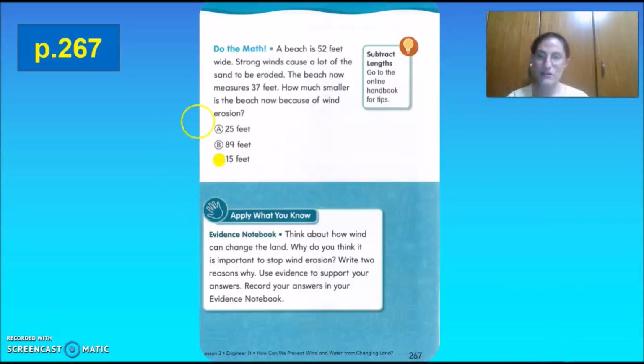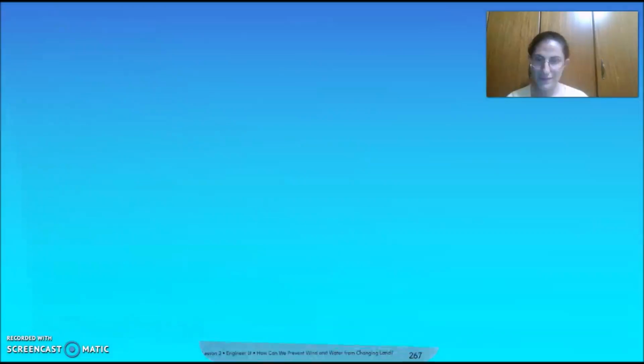Excellent, it is 15 feet. Why? Because 52 minus 37 is equal to 15 feet. So the erosion by wind caused the sand dunes or the beach to become smaller by 15 feet. Clear? That's all.